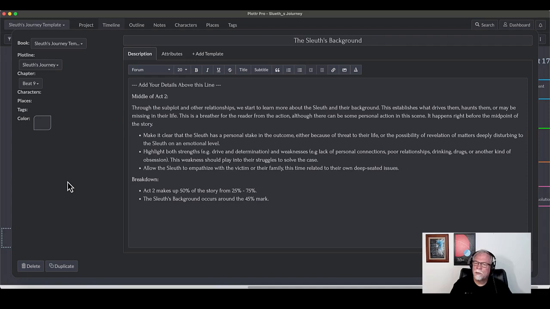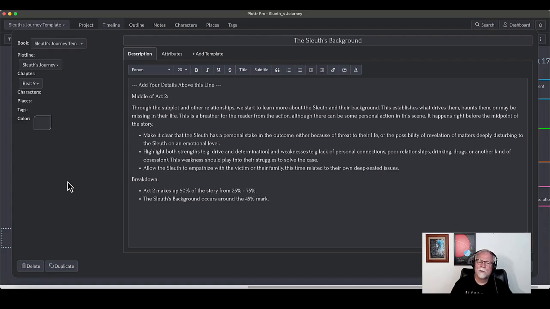Highlight their strengths and weaknesses. What are the strengths that come in from that background that we learned about the detective? But what about the weaknesses? What makes them vulnerable? What about their relationships, drinking, drugs, or some other kind of obsession? Okay. This weakness should play into their struggles to solve the case and their struggles with the B story.